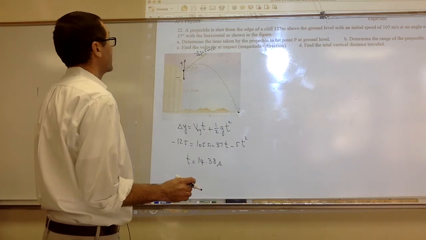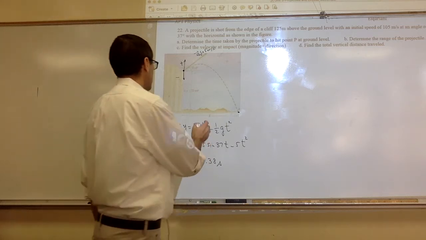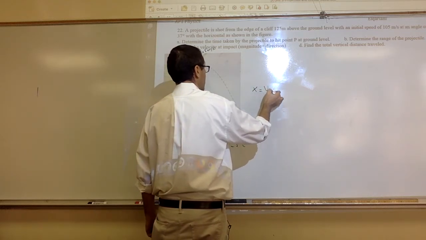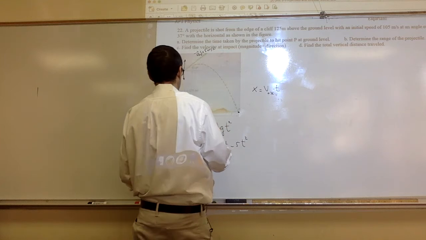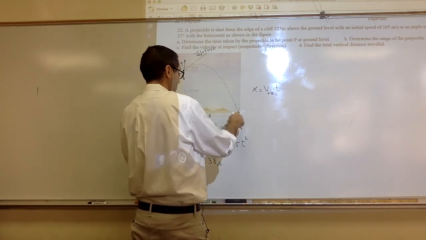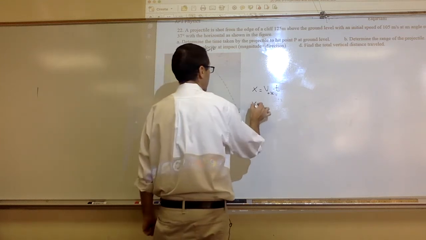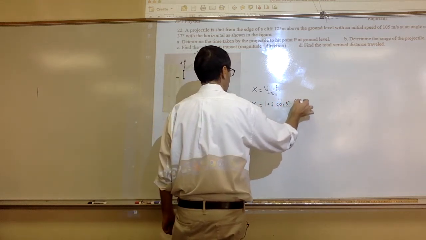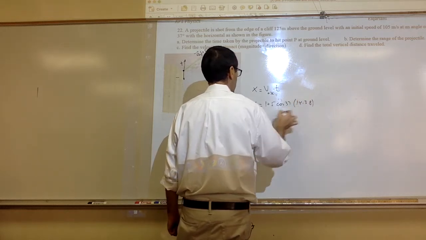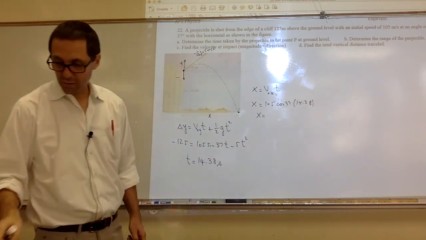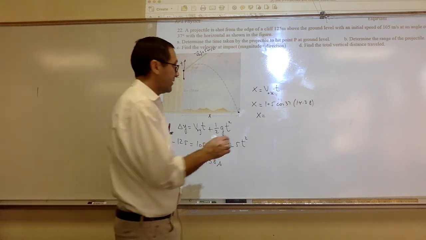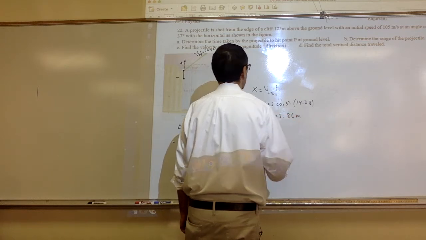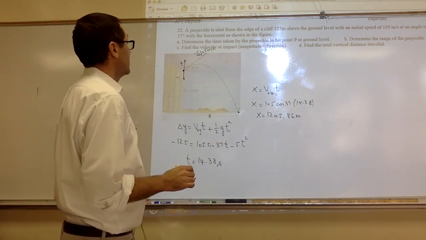Now for part B, determine the range. In other words, we're looking for this big X here. They're calling it X. So X equals V0 in the X direction times the time it takes to go across this distance, which is 14.38. So this X is 105 cosine of 37 times 14.38, and you should get X equals 1205.86 meters.